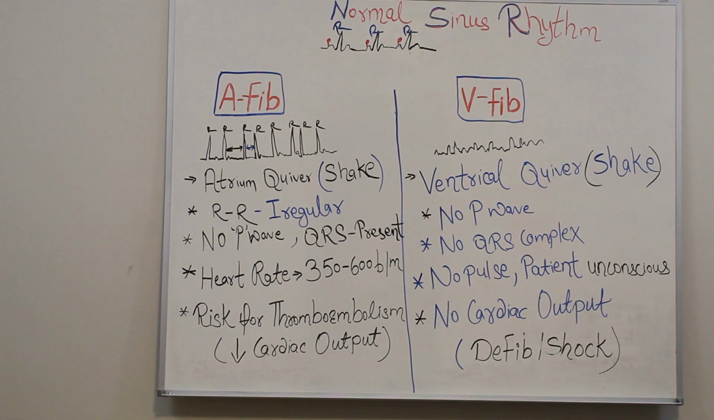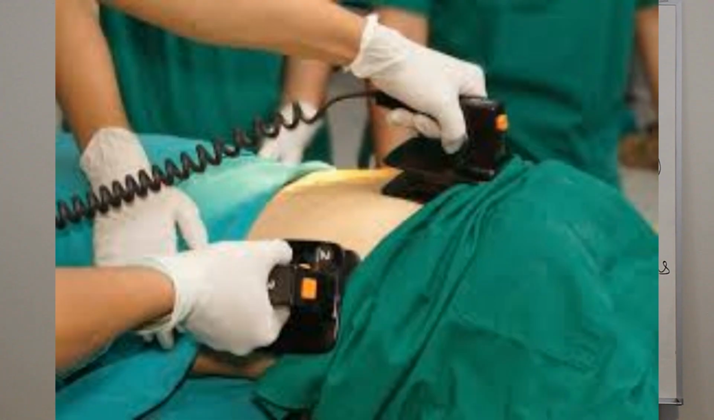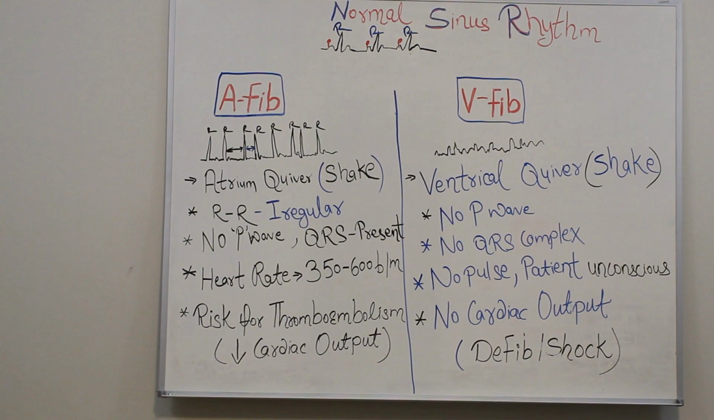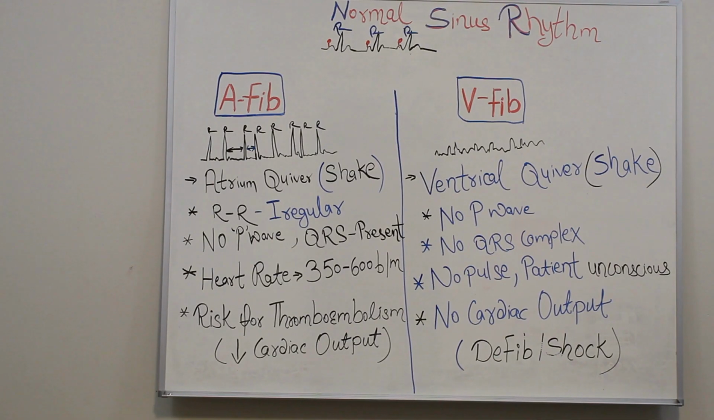Ventricular fibrillation is a pulseless rhythm and the patient is unconscious. Since there is no pulse, there is no cardiac output. It's a deadly rhythm. So the immediate action should be to defibrillate the patient or to provide the shock. So always remember that when the patient is in VFib, we have to defib.